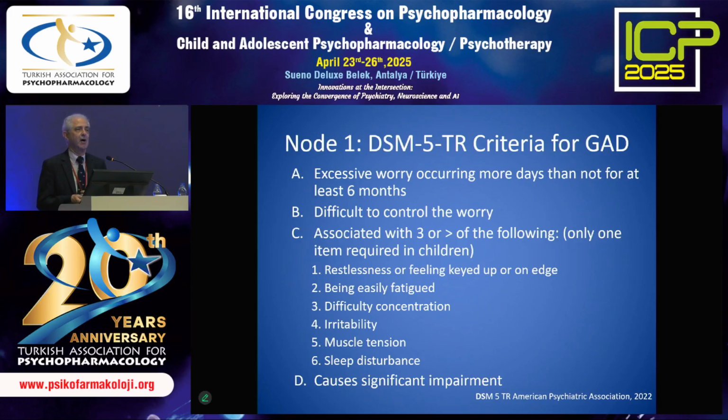But the current criteria involve excessive worry as the key symptom, occurring most days for at least 6 months. Over a 6-month period, it's difficult to control the worry, and you can have 3 out of 6 of the following additional symptoms. Only one item is required for children, and these are symptoms that mostly are overlapping with depression. But there are some somatic symptoms too. So being easily fatigued, difficulty concentrating, irritability, muscle tension, sleep disturbance, and feeling keyed up or on edge. And finally, you have to have significant impairment.